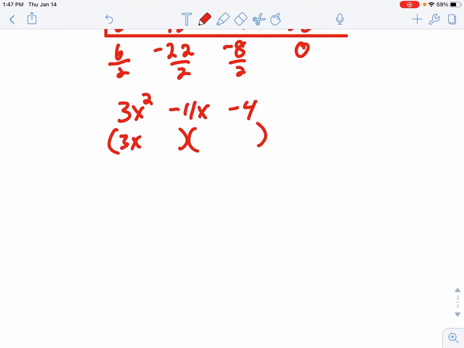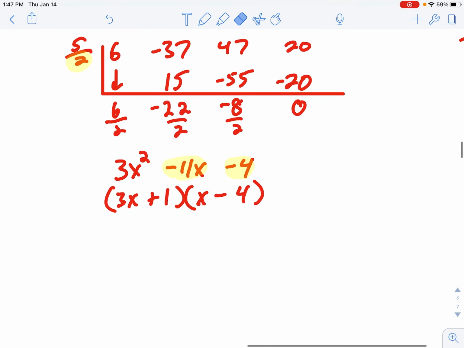So 3x and x. Need two numbers that multiply to negative 4. Let's try 1 and 4. Now if I multiply the outside, that's 12x. The inside is 1x. Can I combine those in any way to get negative 11? Yeah, a negative 12 and a plus 1. So if I put a negative in front of the 4, that's negative 12, and a plus there is plus 1. So there we have it, trinomial factoring.